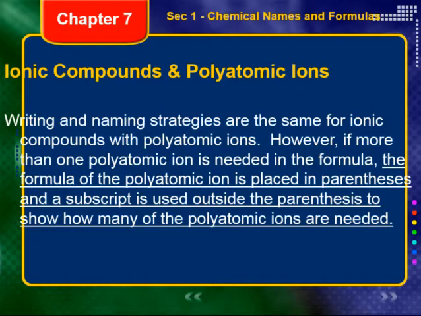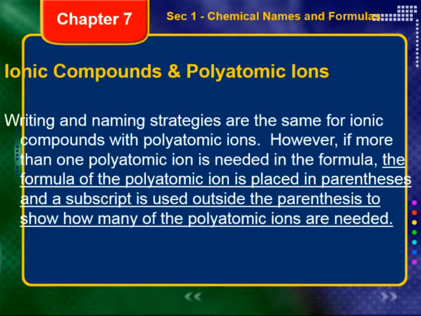So, ionic compounds and polyatomic ions. Writing and naming strategies are the same for ionic compounds with polyatomic ions. However, if more than one polyatomic ion is needed in the formula, the polyatomic ion is placed in parentheses. Remember the parentheses. And a subscript is used outside the parentheses to show how many of the polyatomic ions are needed.